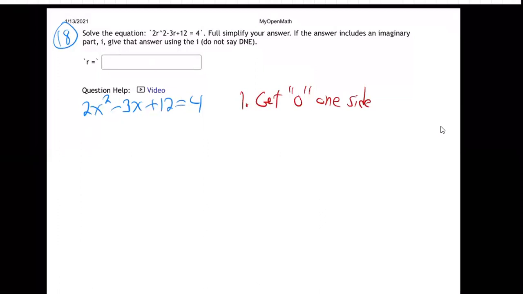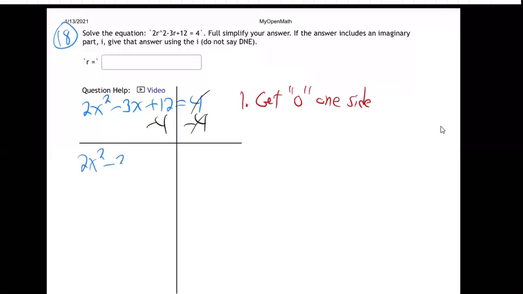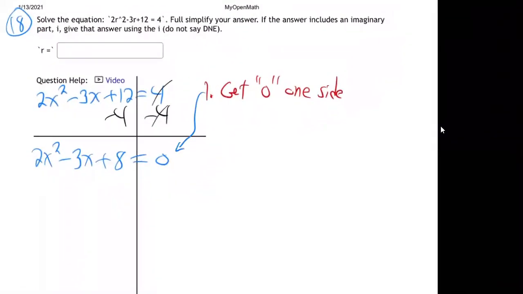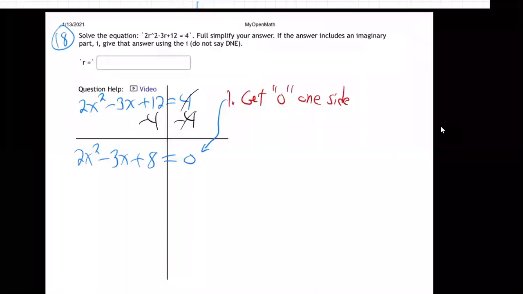Okay, there we go. Subtract 4 from both sides. Cancel that. I want to get a 0. 2x squared minus 3x plus 8. Yeah, so first step, get a 0. So we've got a 0 on one side. That's the first step.